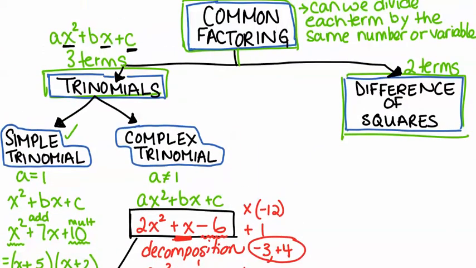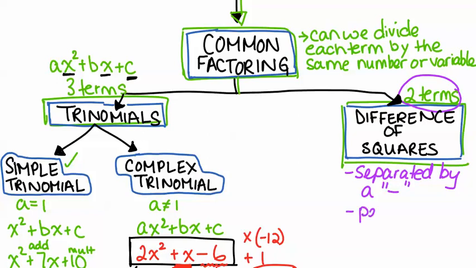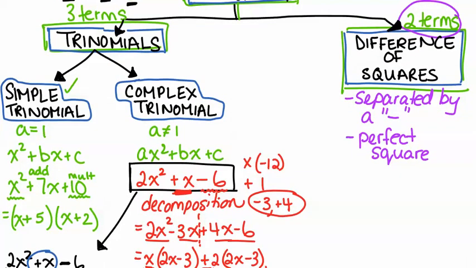Okay, and our final factoring thing that we have not talked about yet is a difference of squares. So I already said that a difference of squares has 2 terms only. Some other important things are the 2 terms have to be separated by a minus sign, and both terms must be perfect squares. In other words, you can take the square root of them and you'll get a whole number, not a decimal.